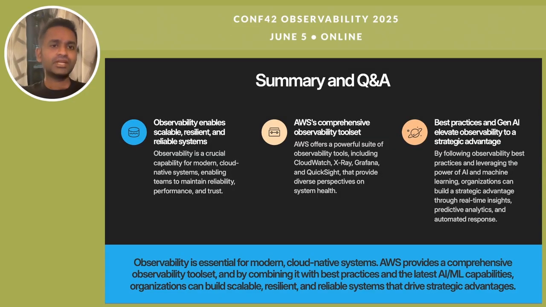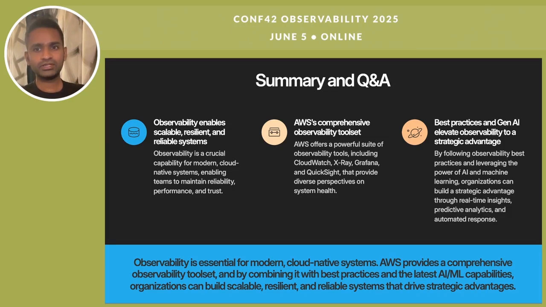So, in summary, observability enables scalable, resilient, and reliable systems. It's very crucial for modern data and cloud native systems. It will enable teams to maintain reliability, performance, and trust. And AWS offers a powerful suite of observability tools like CloudWatch, X-Ray, Grafana that provide diverse perspectives on system health. And from a best practices standpoint, we can definitely leverage Gen AI to a strategic advantage.